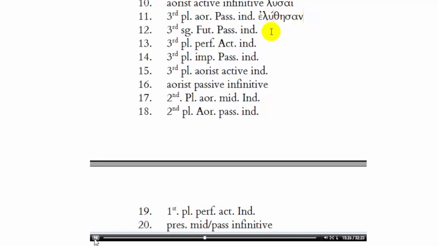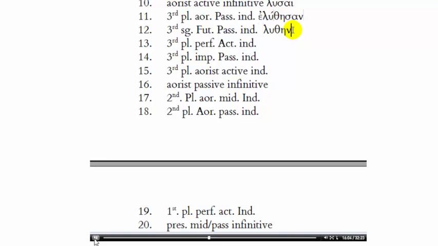Third singular future passive indicative. Well, again, the future passive is formed on the same stem that the aorist passive is. Except for what? The future passive always removes the temporal augment. That's a little hard to remember at first, but you just have to remember that the future passive never features a temporal augment. That temporal augment only goes with the aorist passive, even though the future passive is an indicative form. These are those little quirks that you have to remember, at least to be able to sight recognize.